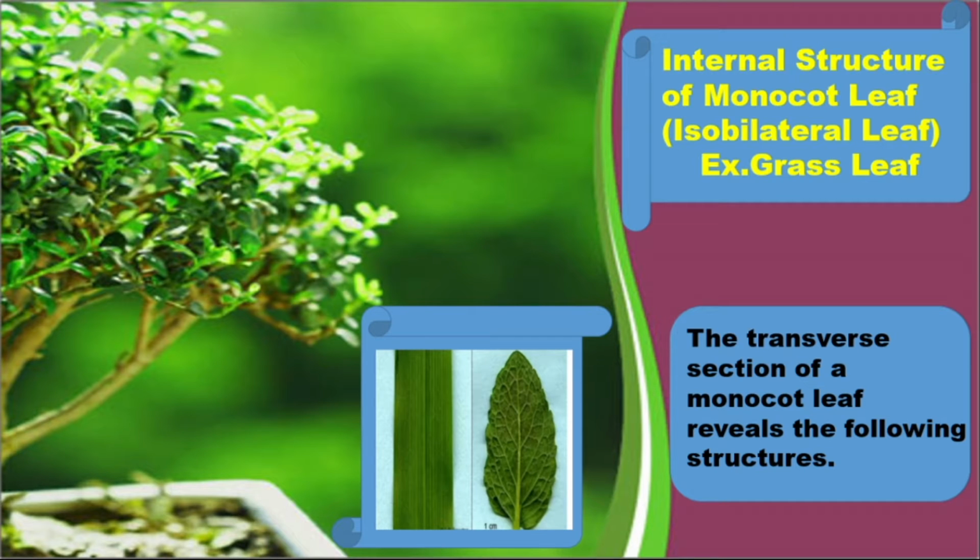Dear students, today we are going to study the internal structure of the monocot leaf. The leaf is otherwise called an isobilateral leaf. So what do you mean by isobilateral leaf? The leaf can be split. Look at this picture. There are two leaves here. One we call a monocot leaf and the other a dicot leaf.